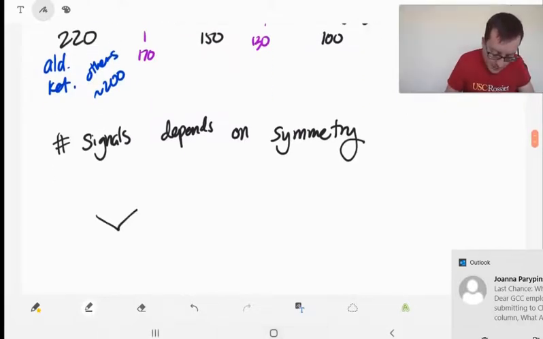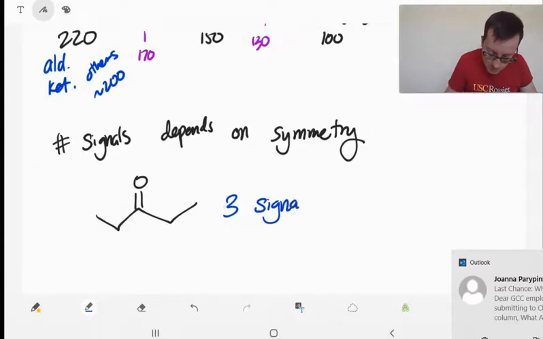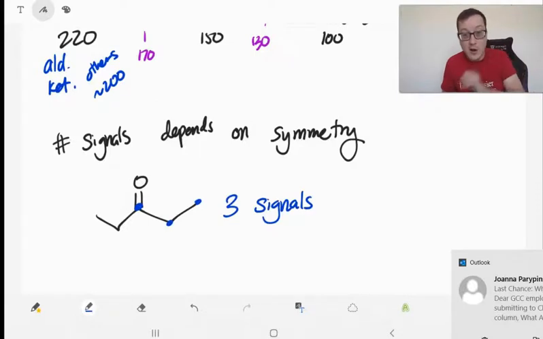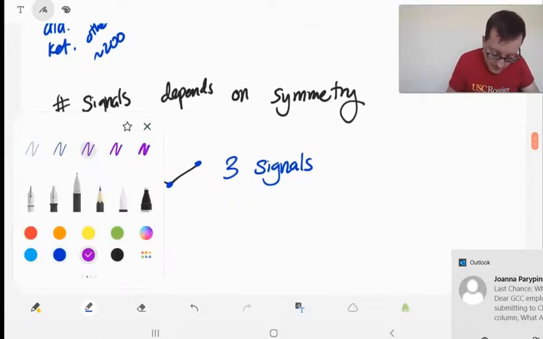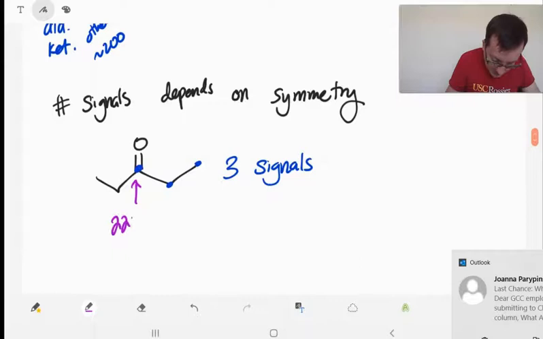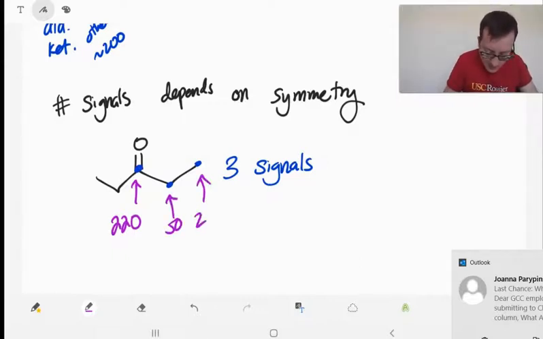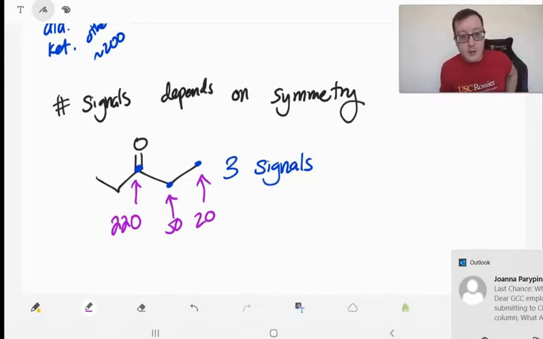So if you have something like this, you're probably going to see 3 signals. Probably, right? Because of symmetry. You'll see 1, 2, 3. We're looking at carbons this time. So you'll probably see 3 signals with that. And you'll see that this one will be about 220. This one probably around 50, and that one's going to be maybe 20 or so ppm. So somewhere around there is what we're looking at. And so it's all about the symmetry, just like before.